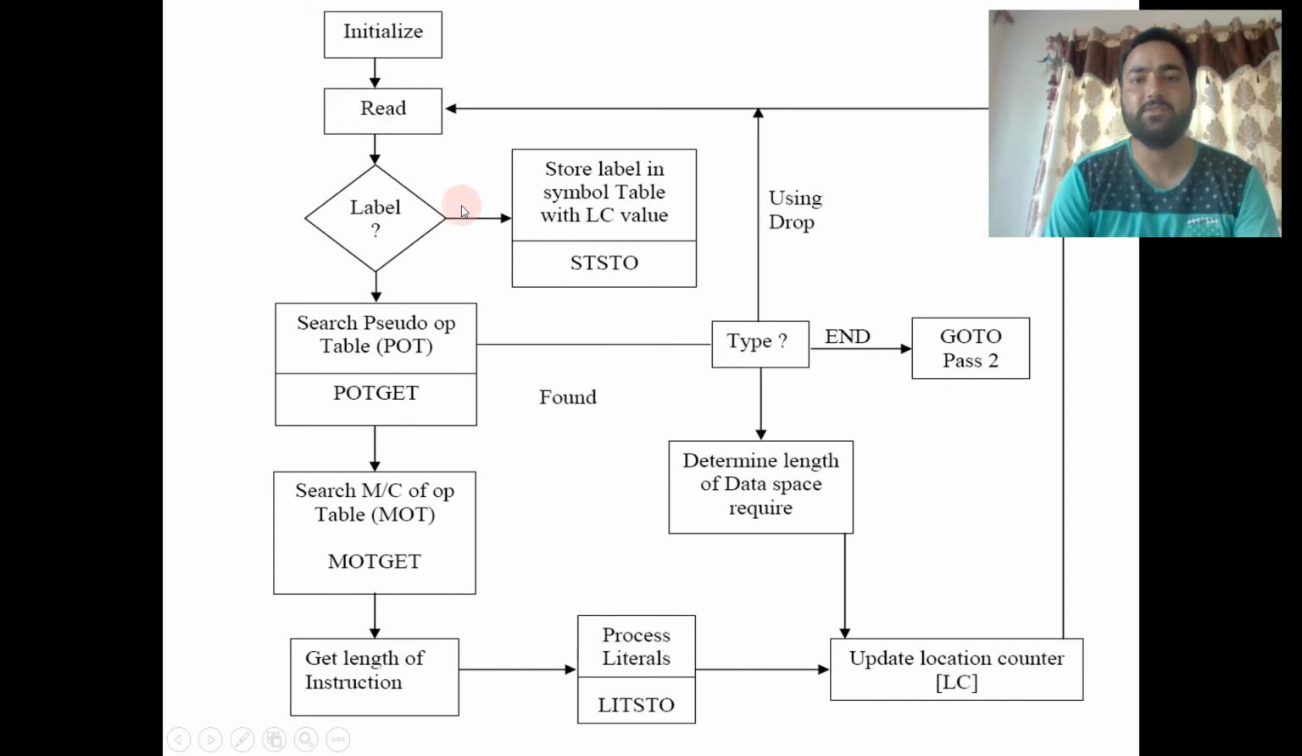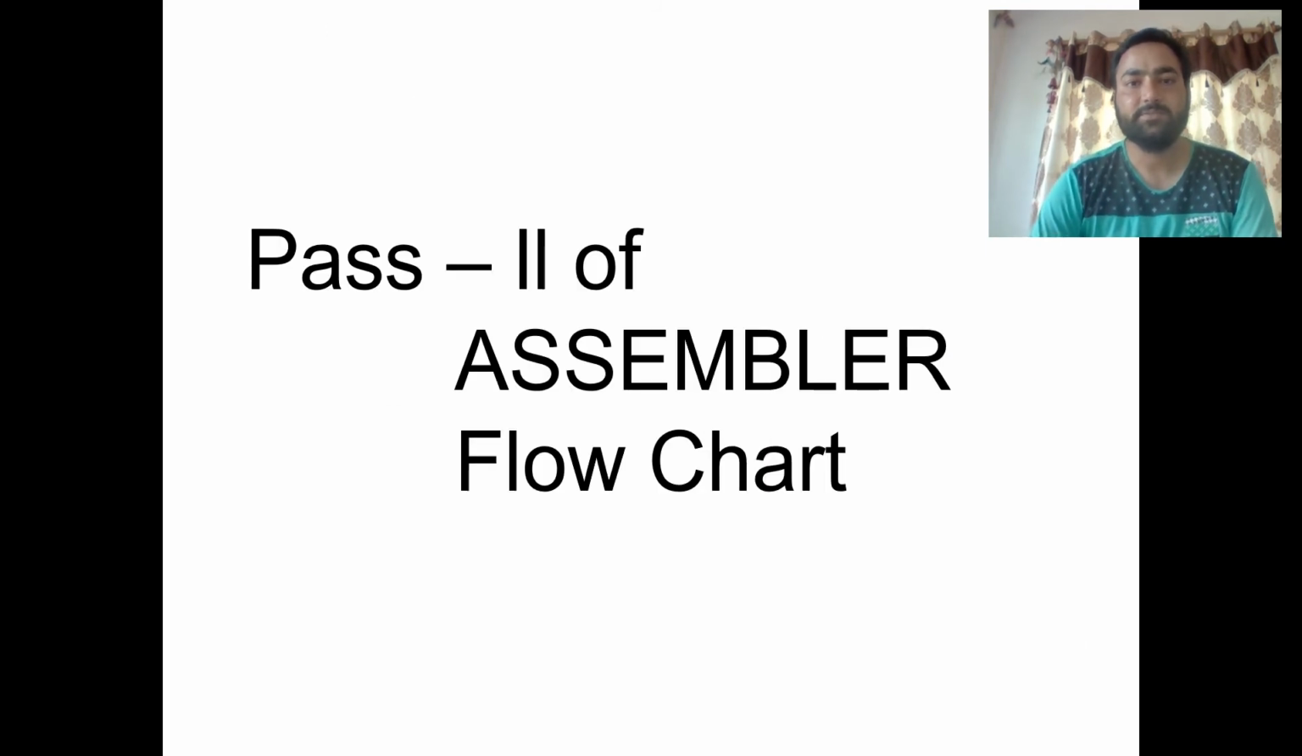This process continues, and whatever pseudo operation codes we find, we just find their type, and then we go to pass 2 when all the pseudo operation codes are determined, all the machine opcodes are determined, all the literals are determined, and all the symbol labels have been stored in the symbol table. When we encounter the end statement, we go to step 2, that is, pass 2 of the assembler.